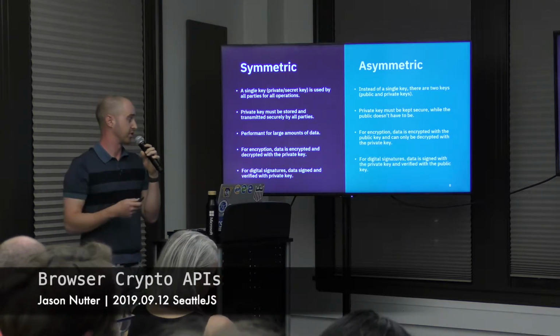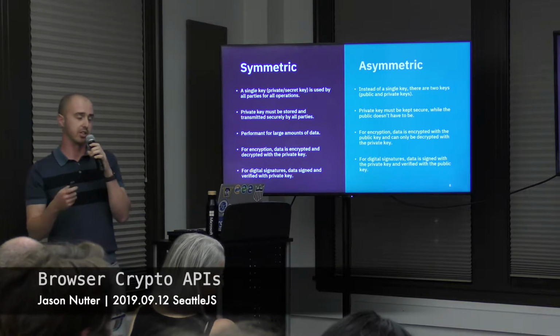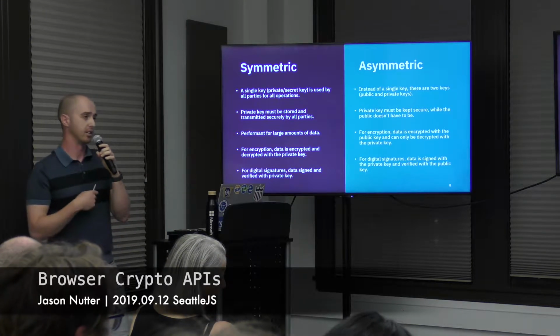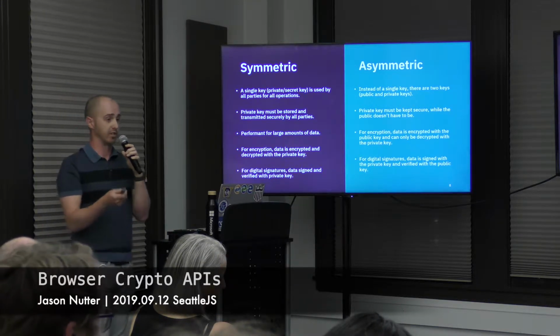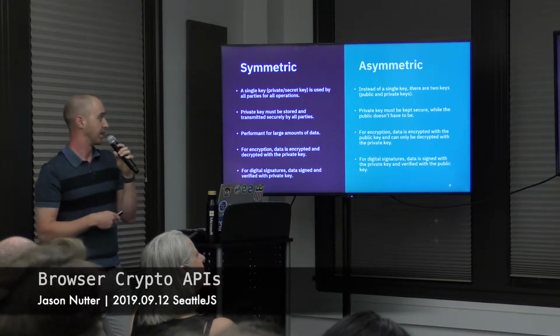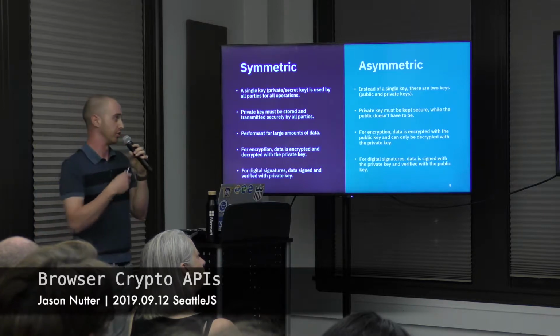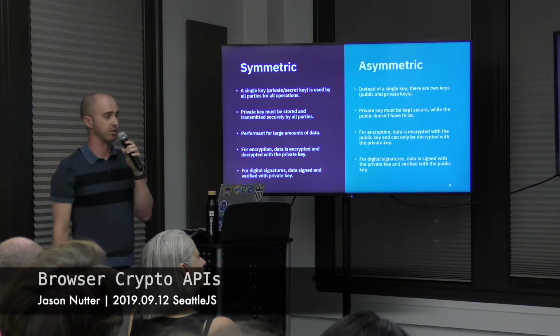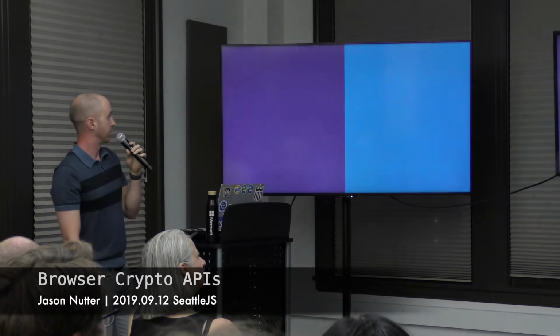And then for digital signatures, data is signed with the private key. So if you want to send data to another system and have that system be able to verify that it wasn't mutated during transit, you sign your data with a private key, and then you give them the public key, and they can verify that signature. We'll talk about that right now.